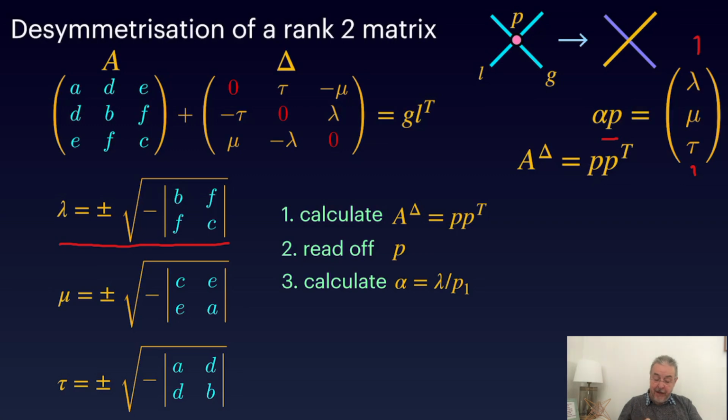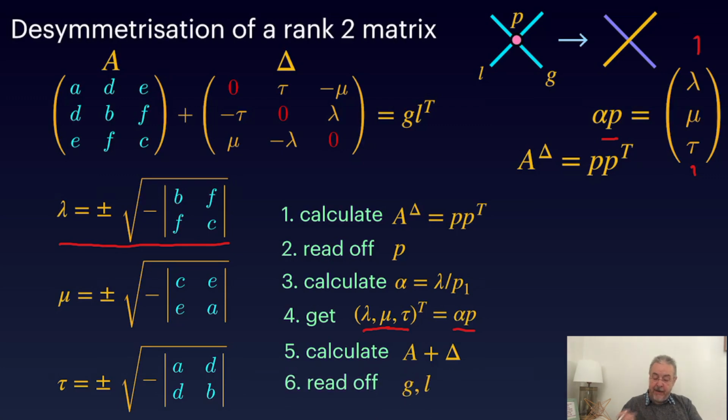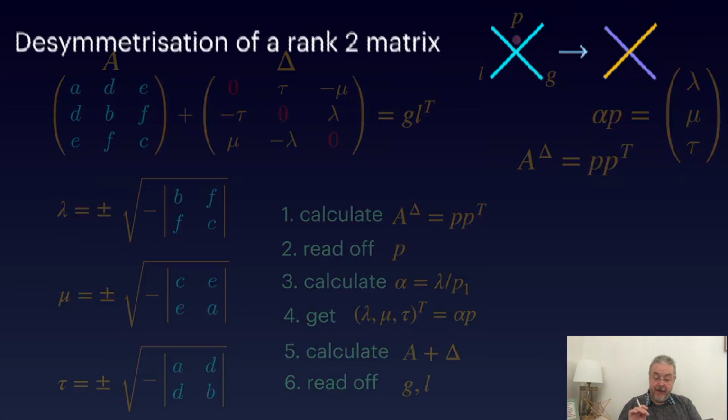And if you have that, you get lambda, mu, and tau in a consistent way by simply taking alpha times P. And now you have your matrix delta. So you can calculate A plus delta and then read off G and L by simply considering a non-zero row and a non-zero column of that matrix. So this was the cooking recipe for desymmetrization of a rank 2 matrix.